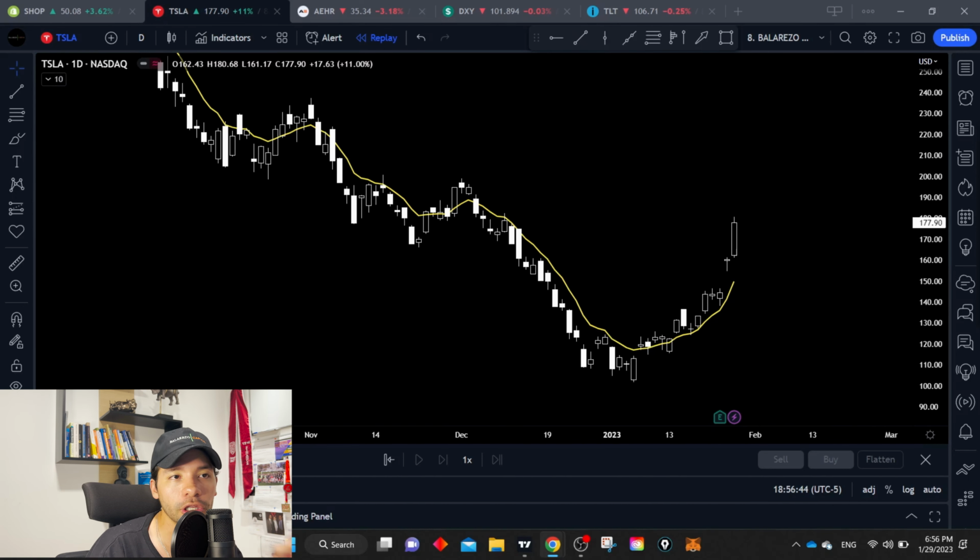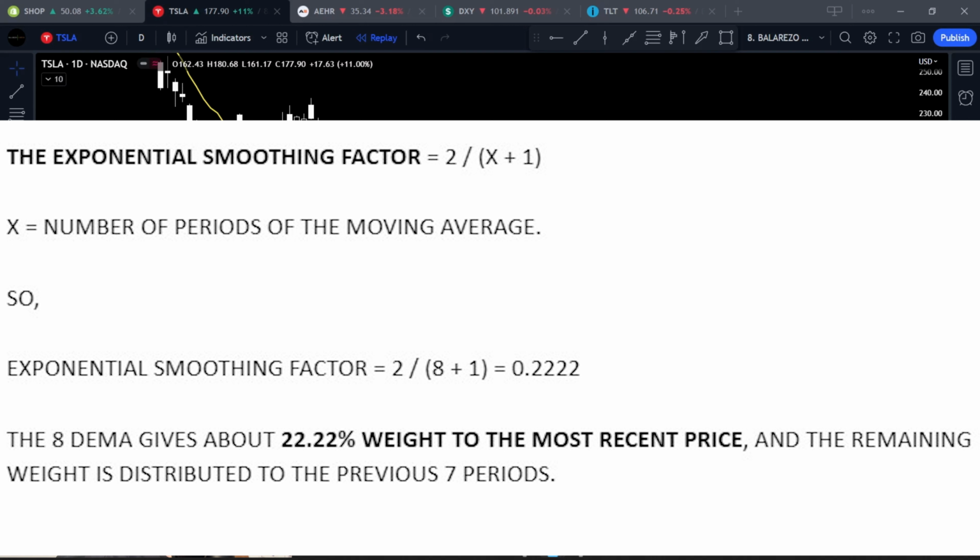So what is the exponential smoothing factor? Basically, the exponential smoothing factor is the percentage that is weighted to the most recent price action. And as you can see right here, the exponential smoothing factor formula is the following: it is equal to 2 over x plus 1, in which x is the number of periods of the moving average.